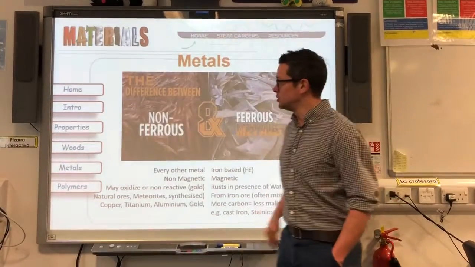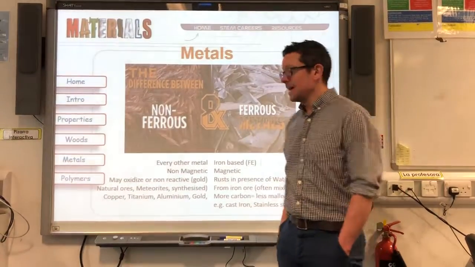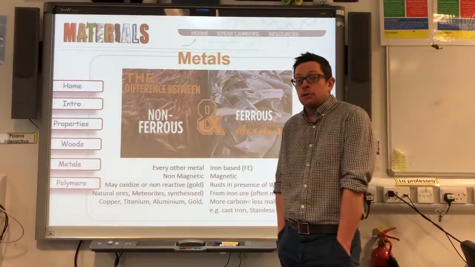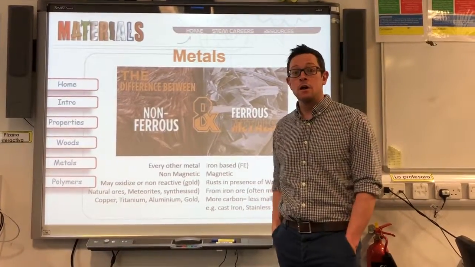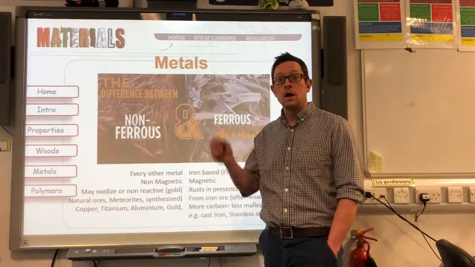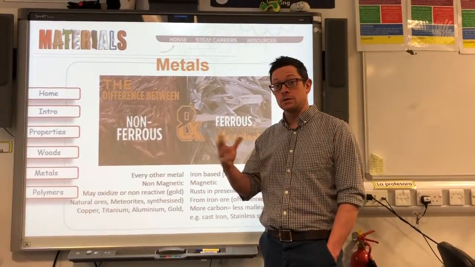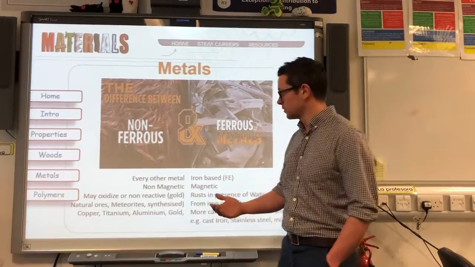Every other metal is non-ferrous, okay? They're non-magnetic. It may oxidize. A good example is the Sheffield University building, okay, which was a nice golden brown colour. Okay, it was copper, and then it went into green because that's the way it oxidized. That's what the architect wanted it, okay?